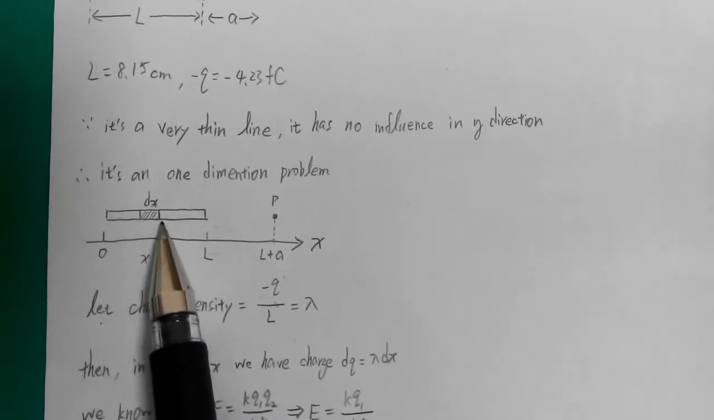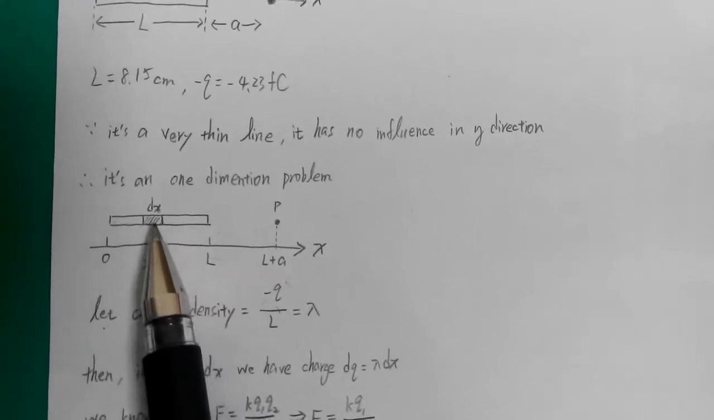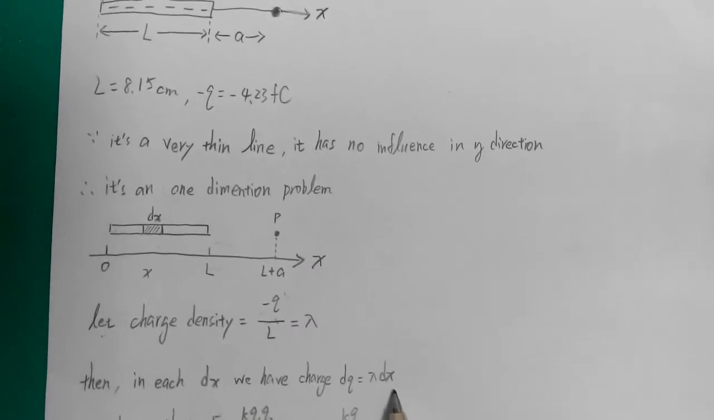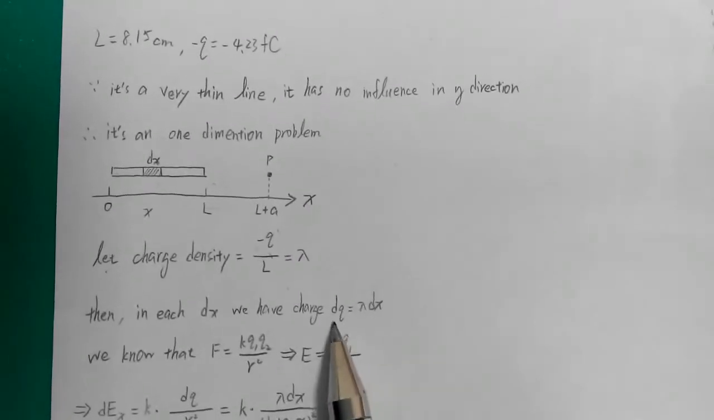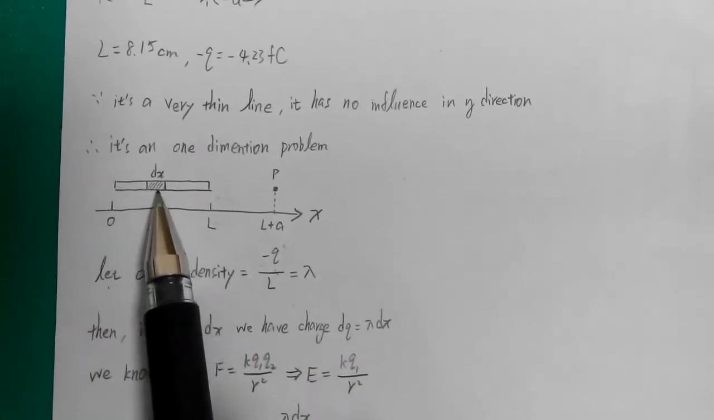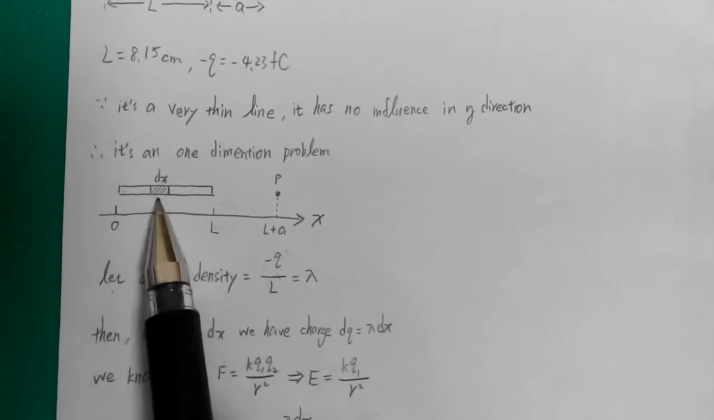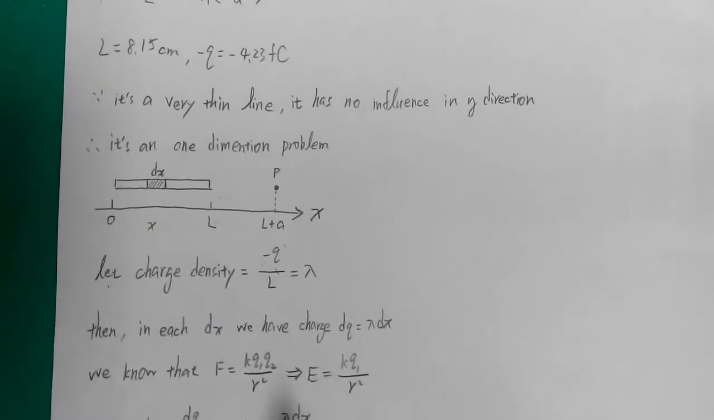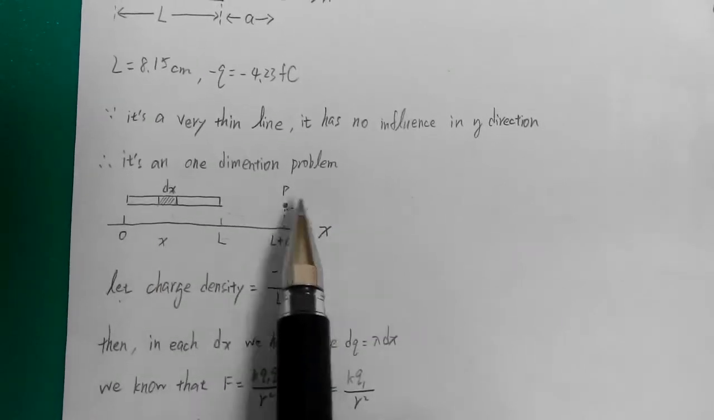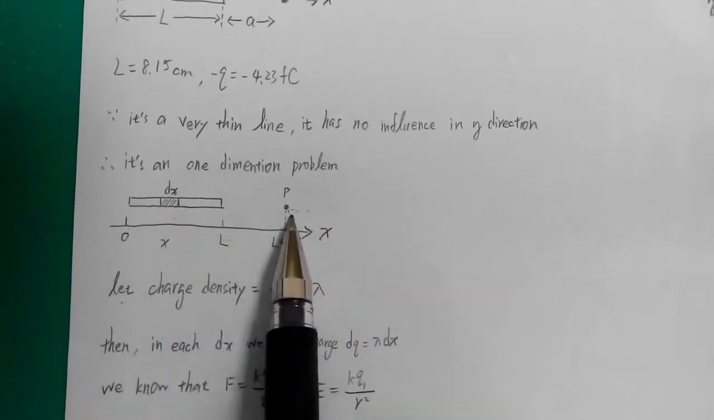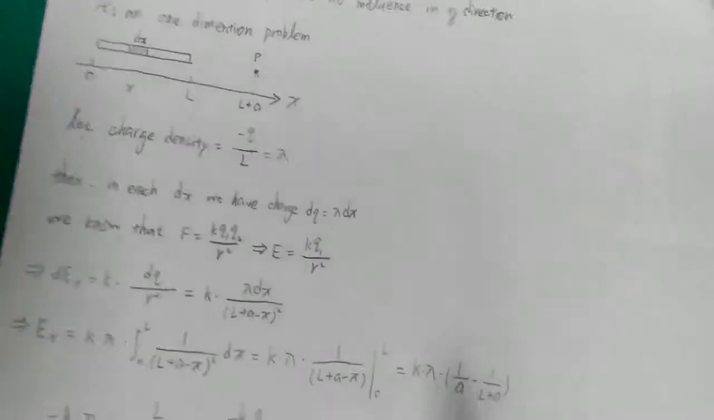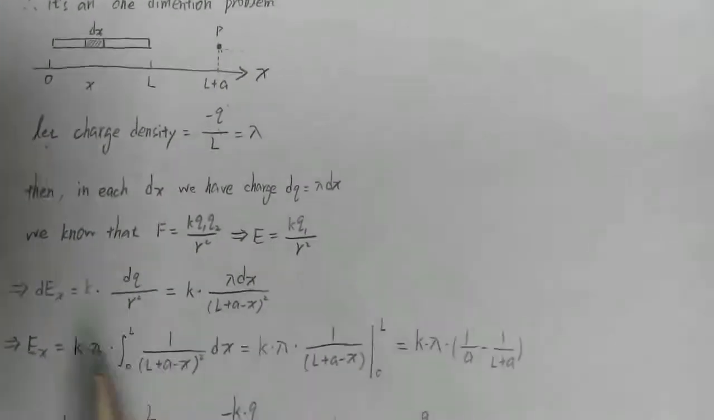So at this small region dx, the dq will be the density multiplied by dx. I say again, the definition of dq is how much charge we have in this little region dx. So we have this little dq, and we have one electric field. The next dq, we have the next electric field. So we are going to calculate the delta E.